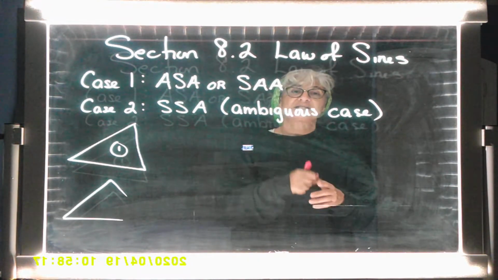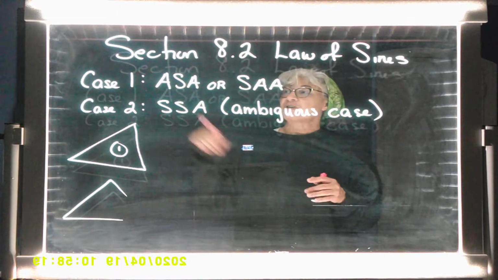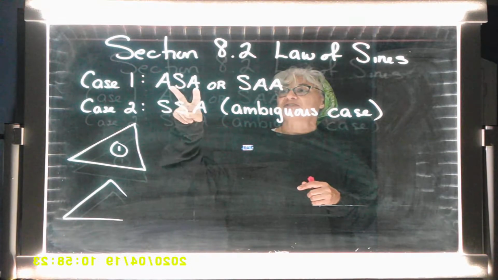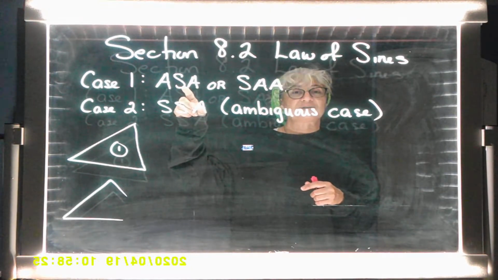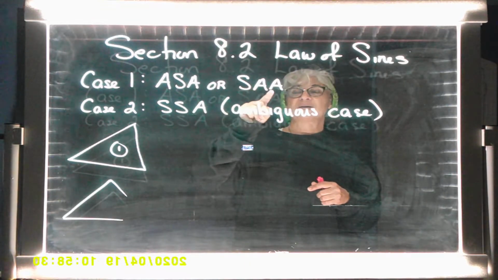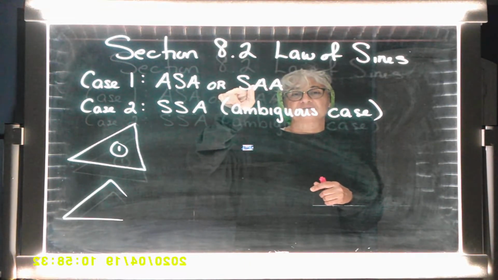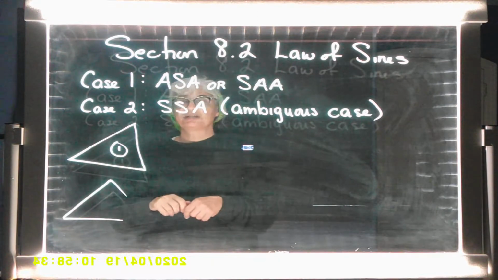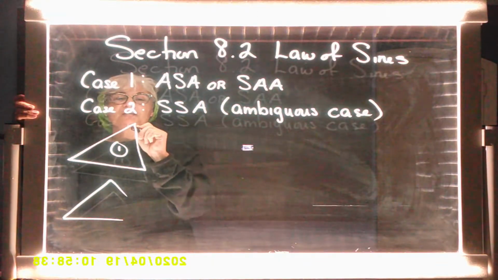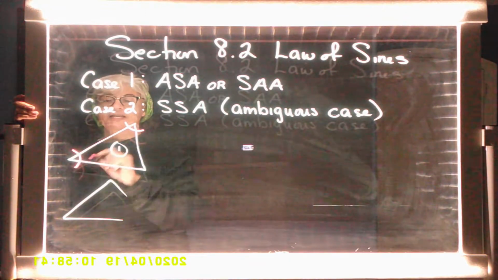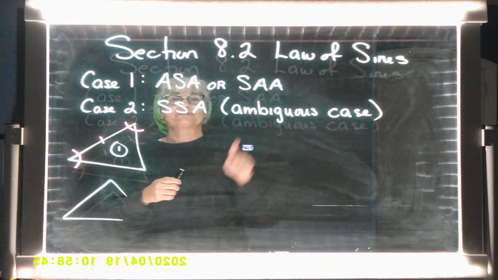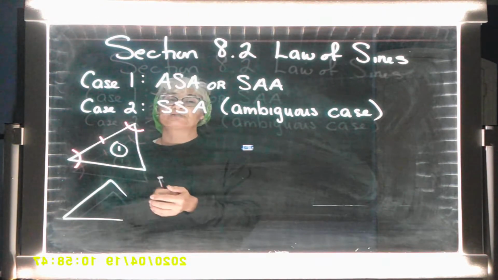Now, here's the time you can use the law of sines. The first case is when you know a triangle that has 2 angles and a side sandwiched in between them, or it has 2 angles and the side is outside of it. So let's take a look at this triangle. This is for case 1. If I know the measurement of 2 angles and the side in between them, then I can use the law of sines. Notice this isn't a right triangle.